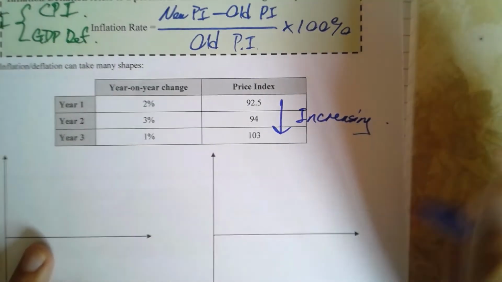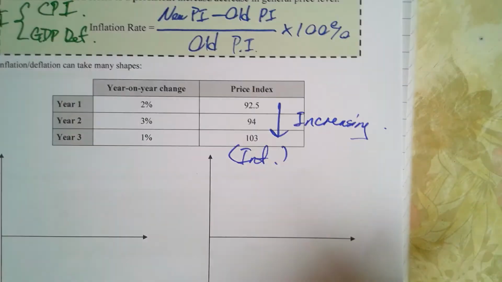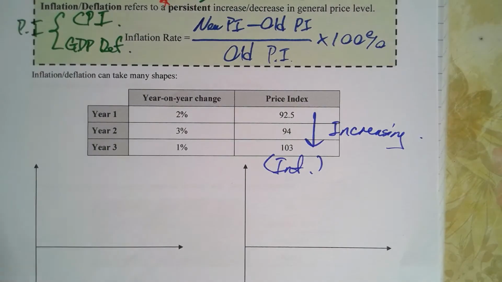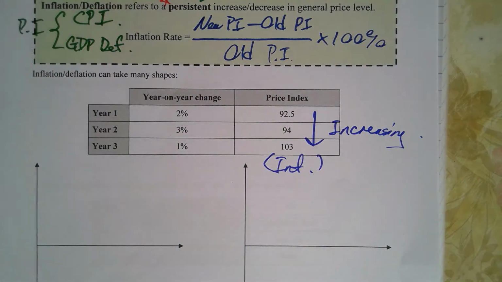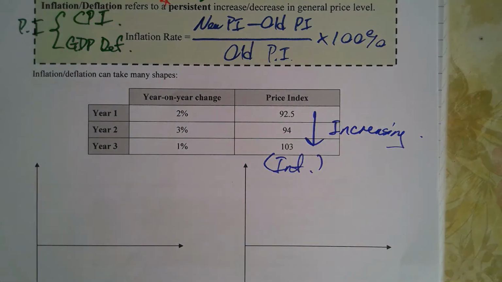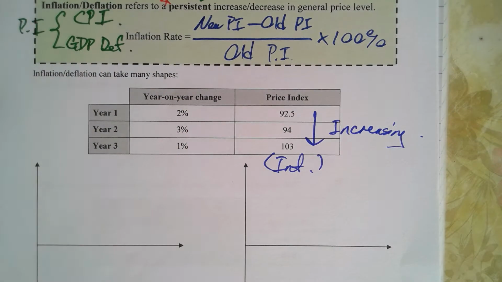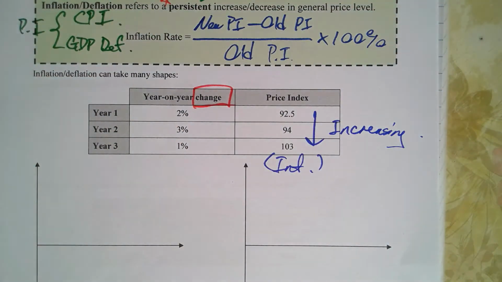Increasing price index. Now therefore, this is an inflation. Okay, 好嗎? 這個 inflation 來的. Another one, this one, year 1, year 2, year 3. Now, look at it. 2%, 3%, 1%. Has it dropped? No. Remember, 这个讲了那么多次了, this is change.